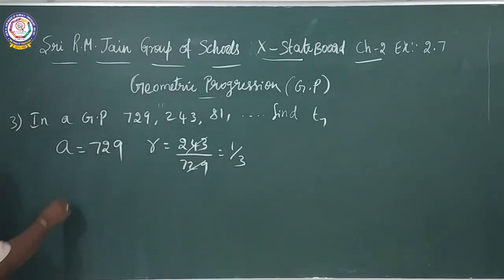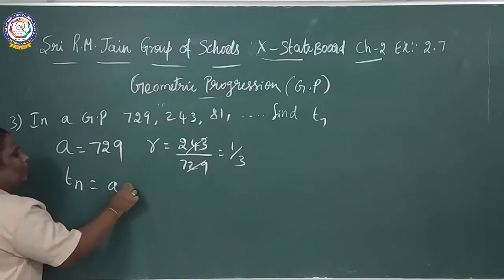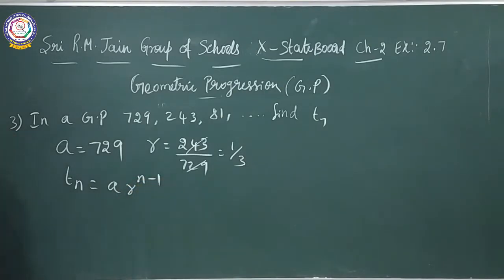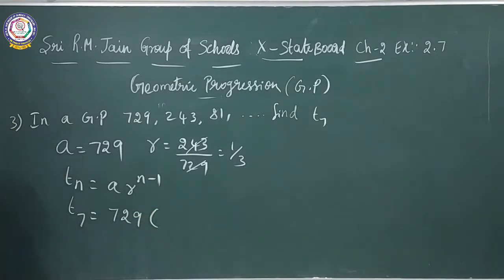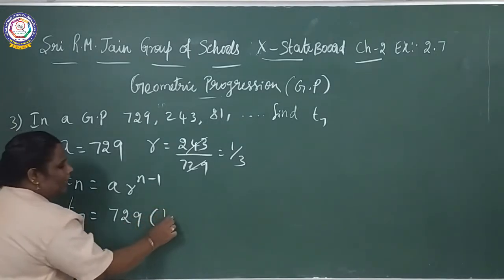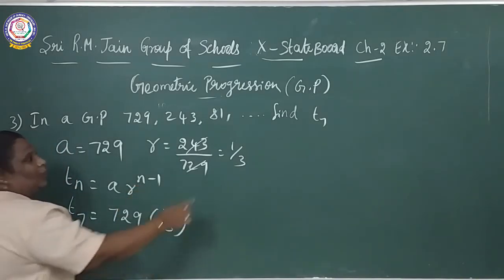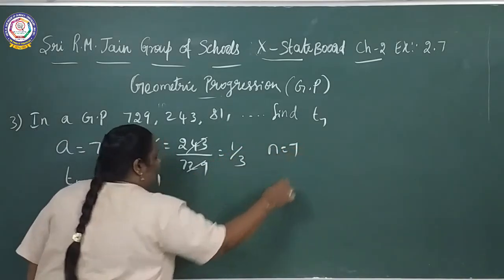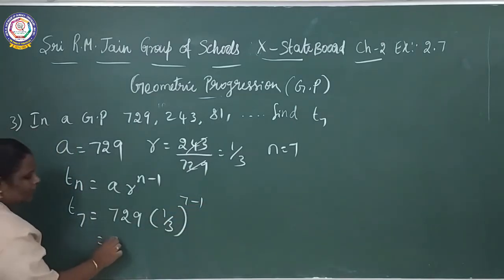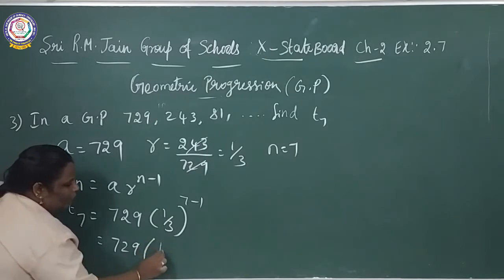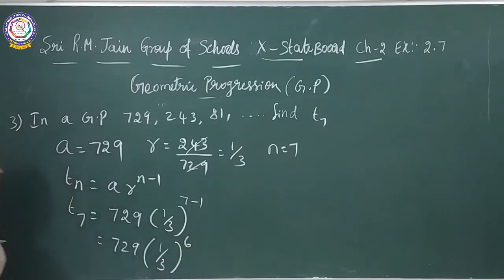What is the formula for Tn? Tn equal to a r power n minus 1. So we can apply it for T7, because the n value they have given us is 7. So the a value is 729, the r value is 1 by 3, whole power n minus 1. The n value is 7, 7 minus 1. So it gives 729 into 1 by 3 whole power 6.